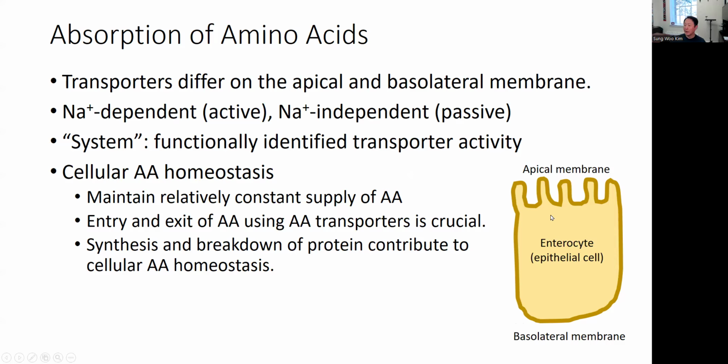There are systems on the apical membrane, and there are also systems on the basolateral membrane. So from the lumen, the amino acid will come through the apical membrane, through the systems, and then will exit the enterocyte through the systems on the basolateral membrane as well. They will use the transporters at two times, at the apical membrane and the basolateral membrane.